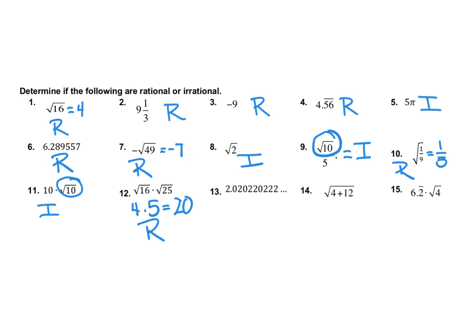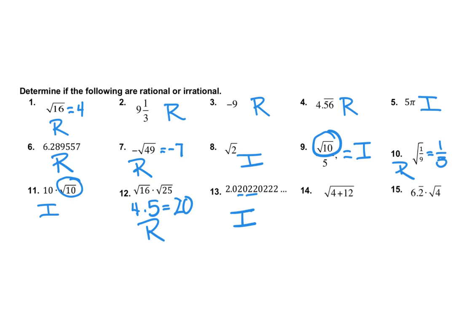Now don't get tricked by number 13. 13 has 2.0220222. This is not a repeating decimal. This one is going to be irrational. It would have to be something like 2.020202. That would be repeating, but the fact that I've got 1 two here, 2 twos here, and so forth, that's going to make this one irrational.